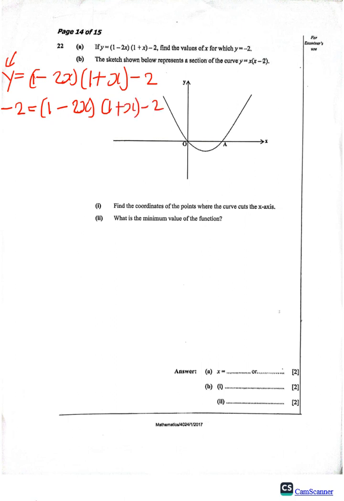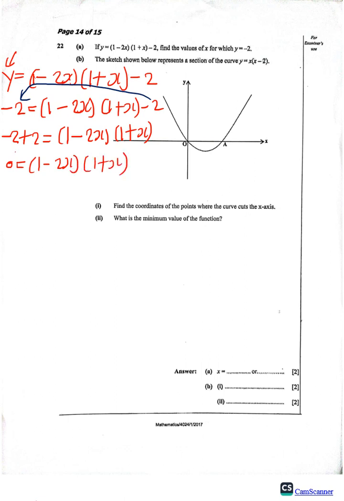Upon reaching this one, we are going to move our negative 2 to this side, and the sign will change to positive 2. So 0 is equal to 1 minus 2x, then 1 plus x, since negative 2 plus 2 is 0. Now, since we have 0 here, we are going to equate each bracket to 0. So 1 minus 2x is equal to 0, or 1 plus x is equal to 0.